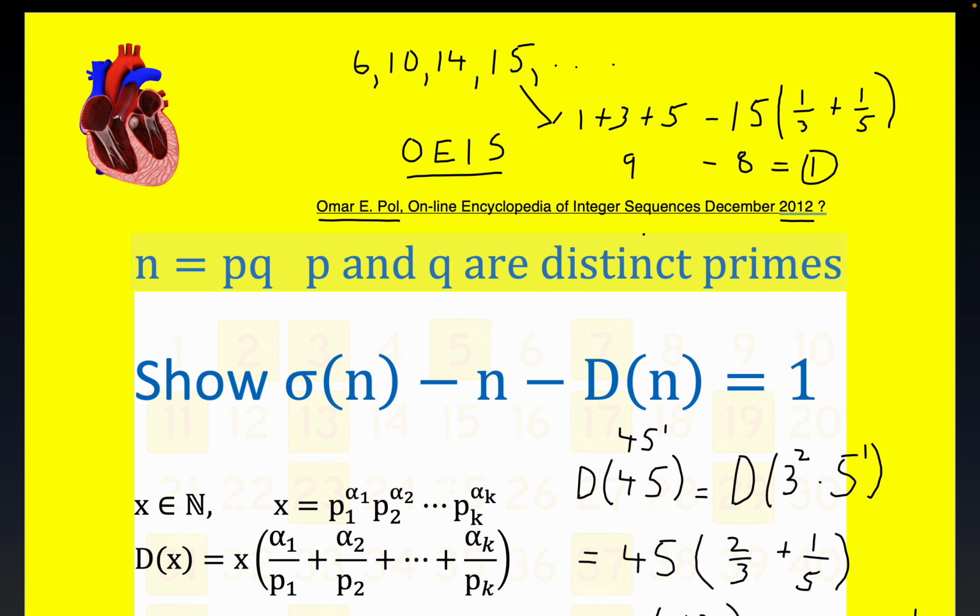I'm not sure if he already knew it. Maybe what he meant is, are there other types where you would have this being equal to 1? These are certainly true, but are these the only ones? That's maybe a deeper, harder question, but we've at least proved that these types of integers, products of 2 primes, sometimes called semi-primes, sometimes called square free, have this property that's related to this notion of a derivative.